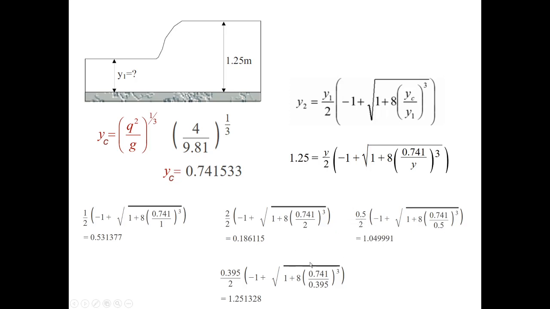to several values, and I saw that for the case of 0.39 or 0.4, let's say 0.4, the right hand side equals 1.25, which is so close to the value of sequent depth in my hydraulic jump. Therefore, the answer of y1 is 0.3 or 0.4.